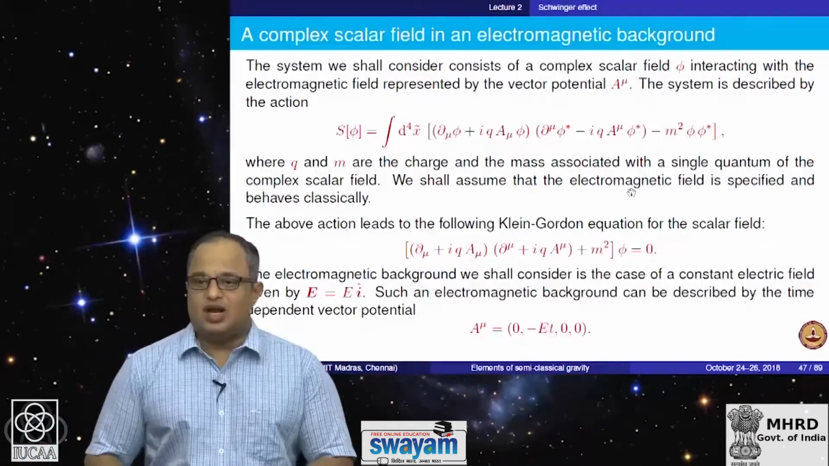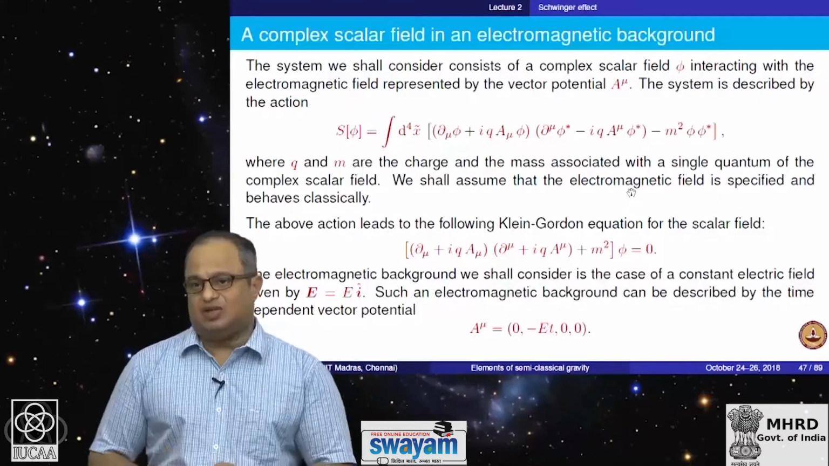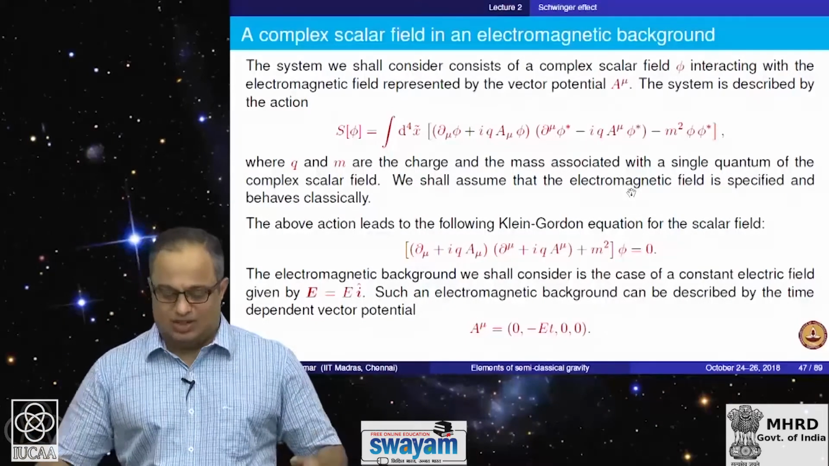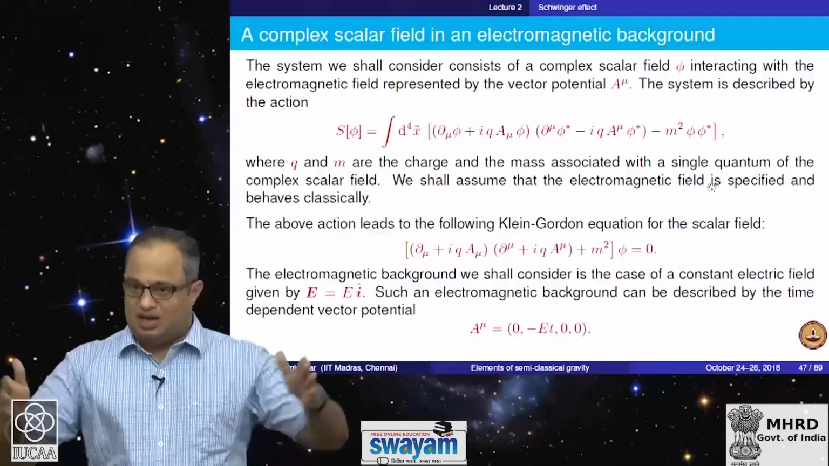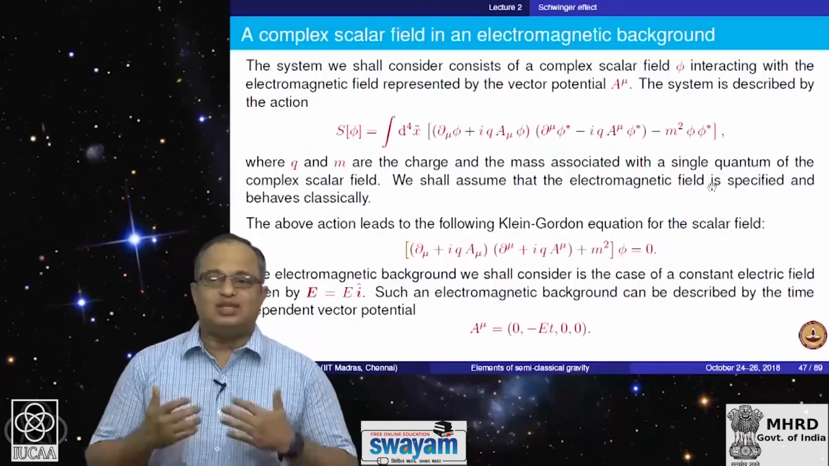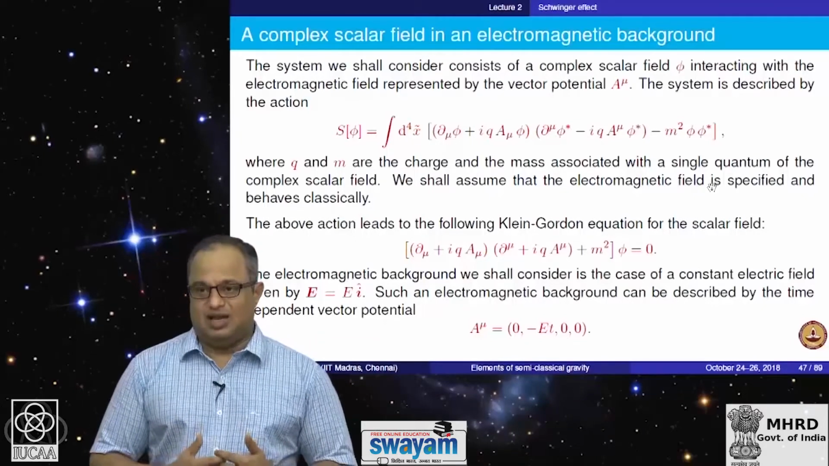Please note, we are not interested in the electromagnetic part of the action, because we are not interested in the dynamics of the electromagnetic field. The electromagnetic field is specified to us as I have described here, and it is assumed to behave classically, and we are trying to understand how the quantum scalar field will behave in this classical electric field background.